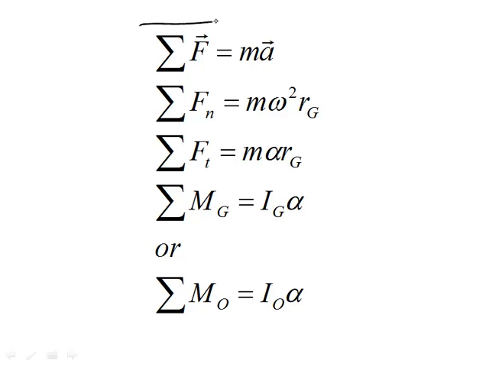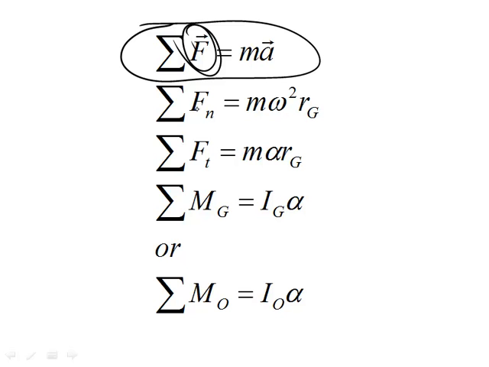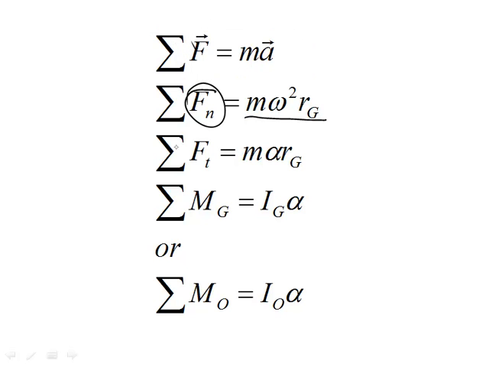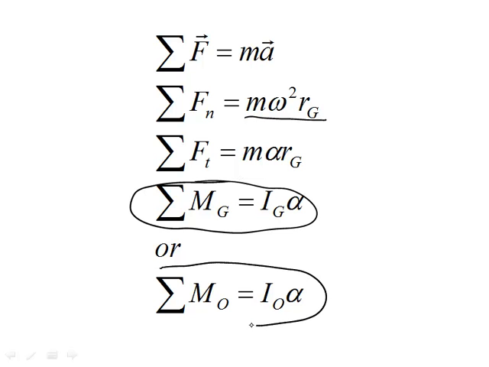Here are Newton's laws. Newton's second law, F equals ma, is a vector quantity. We'll break it down into its normal component, which is m r omega squared, or m omega squared times the position of the center of gravity, and the tangential component. Those are what we'll use instead of x and y for the most part. And then we'll have the sum of the moments. Again, we can either choose summing the moments around the center of gravity or summing the moments around the axis of rotation.